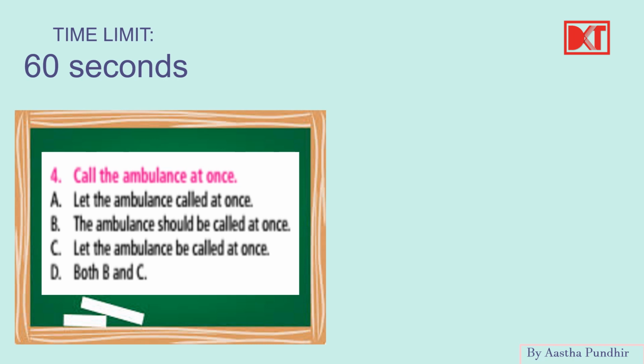Okay. Here, call the ambulance at once. The options are: A, let the ambulance called at once; B, the ambulance should be called at once; C, let the ambulance be called at once; or D, both B and C. Here also both B and C are correct. Why? Here C, call the ambulance at once.